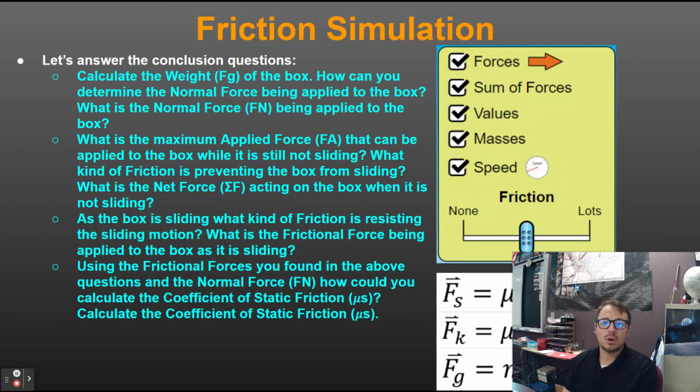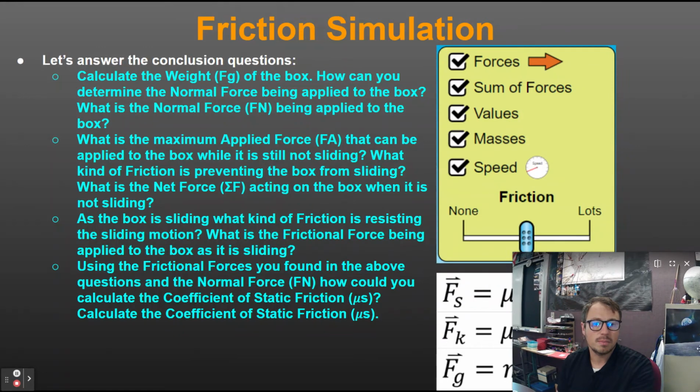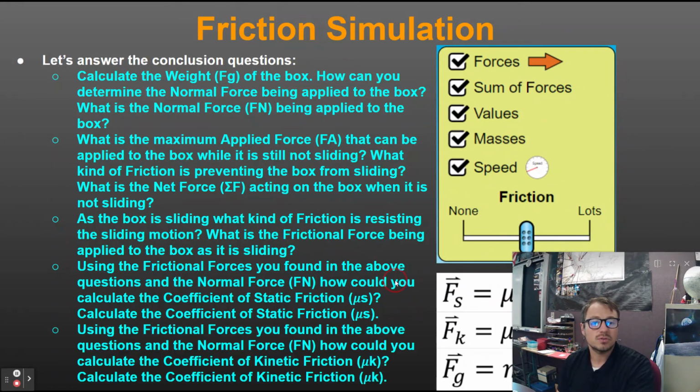Now we can calculate the coefficient of static friction and kinetic friction based on these equations, if you know the maximum amount right before it slides and the frictional force as it's sliding.